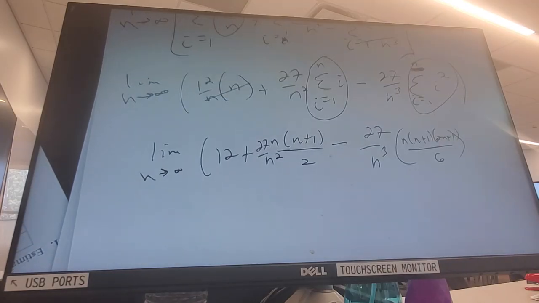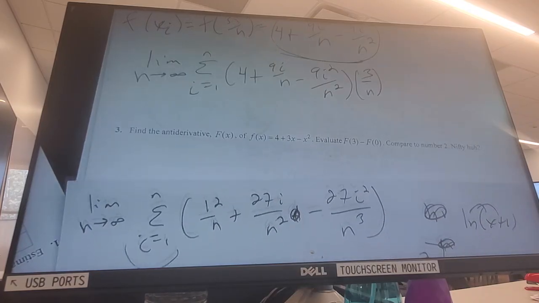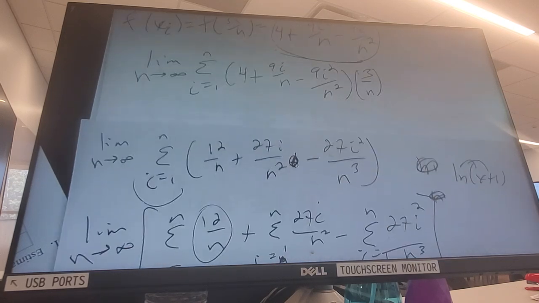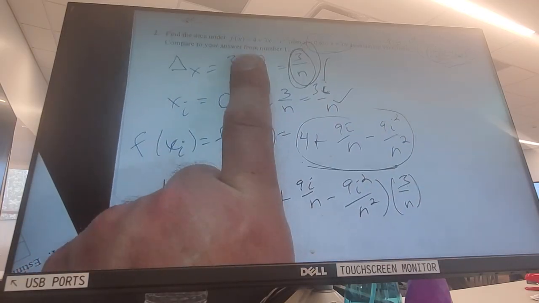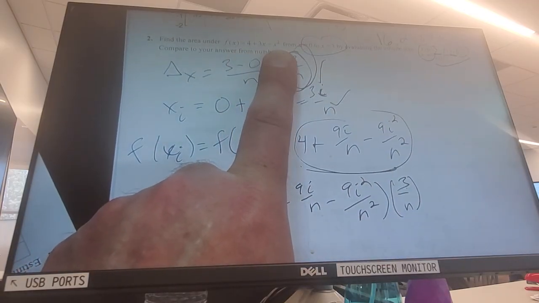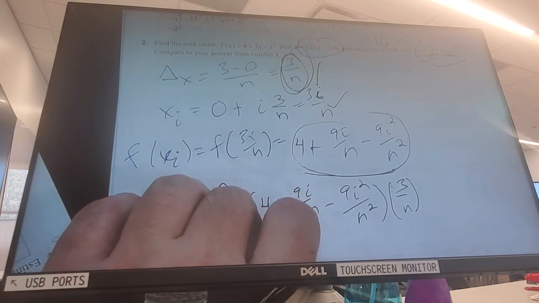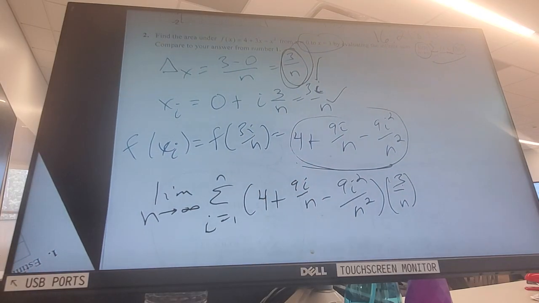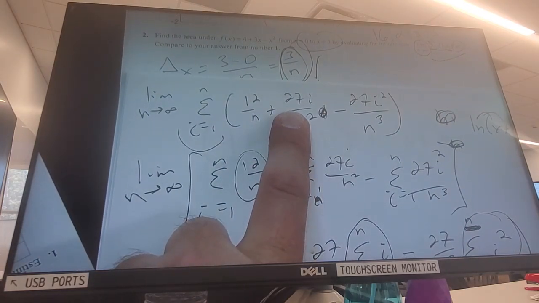Yes? What do you mean? Sorry. Wasn't it in the beginning, minus first? Minus first. No. So from the beginning it was, minus was right here. Right? 4 plus 3x minus x squared. Is that okay? Okay. So this came from 4, this came from the 3x, and this came from the x squared.